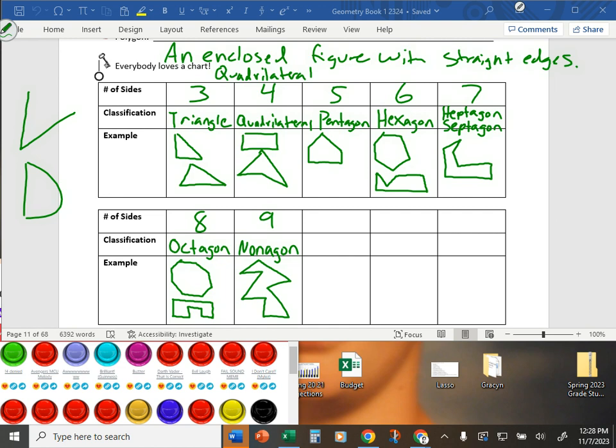10-sided. Decagon. So a 10-sided shape, let's see what we got here. 1, 2, 3, 4, 5, 6, 7, 8, 9, 10. Ooh, a star. That's almost close, I botched that one. Yeah, with any 10 sides, you could draw a 10-sided star shape.